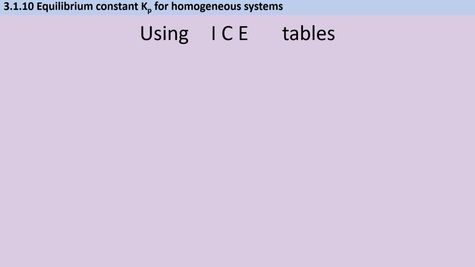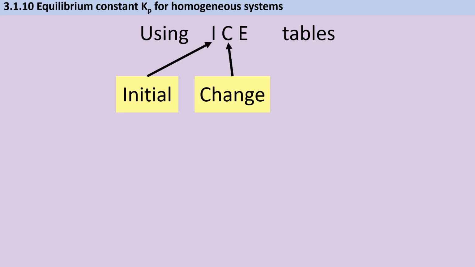Just like with Kc, you're incredibly likely to get an equilibrium question where before you can use that expression, you need to work out what the equilibrium moles of each substance are. So you may need to construct an ICE table, or they're sometimes called RICE tables if you have ratio at the start. But I is for initial, C is for change, and then E is for end or equilibrium.